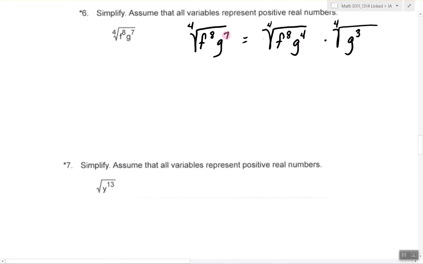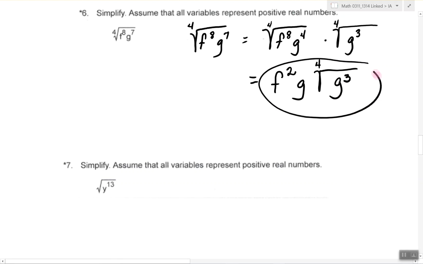That was the product rule with exponents. When I take this 4th root, remember that I divide. That's going to leave me with f to the 2nd, g to the invisible 1 that you will not write, times the 4th root of g to the 3rd. We'll do some of those, but we're not going to focus on that very much.